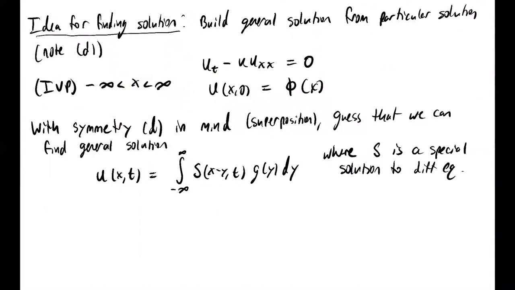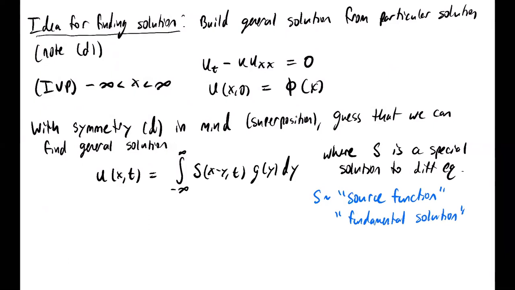Right, and so the argument's going to proceed first by looking for a good candidate for S and then proving that this formula always works. So there's going to be several steps. And so this function S is typically called the source function or the fundamental solution, because from this function S, you can build all your other solutions.